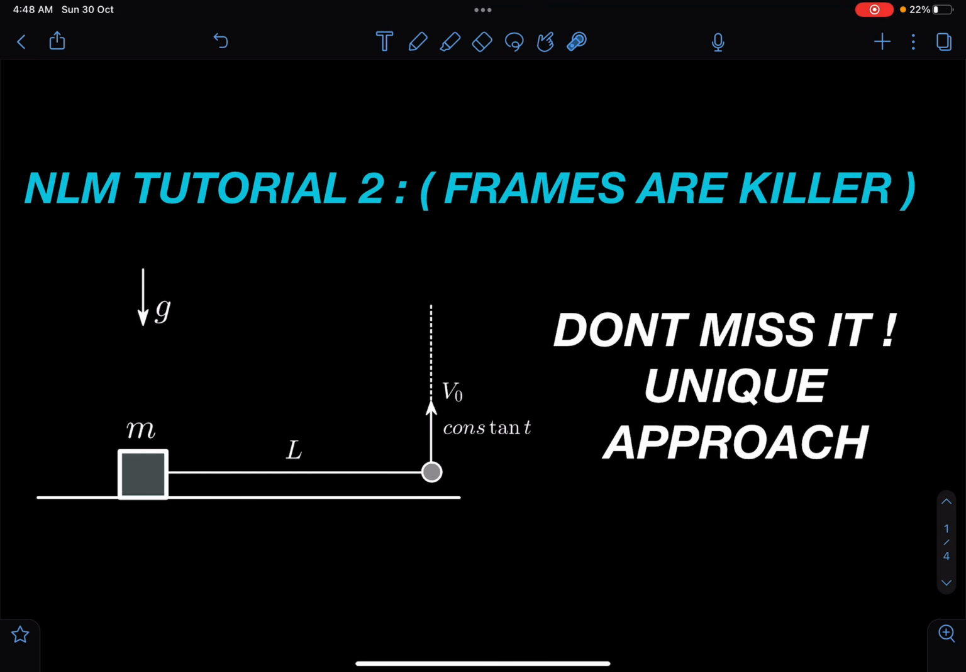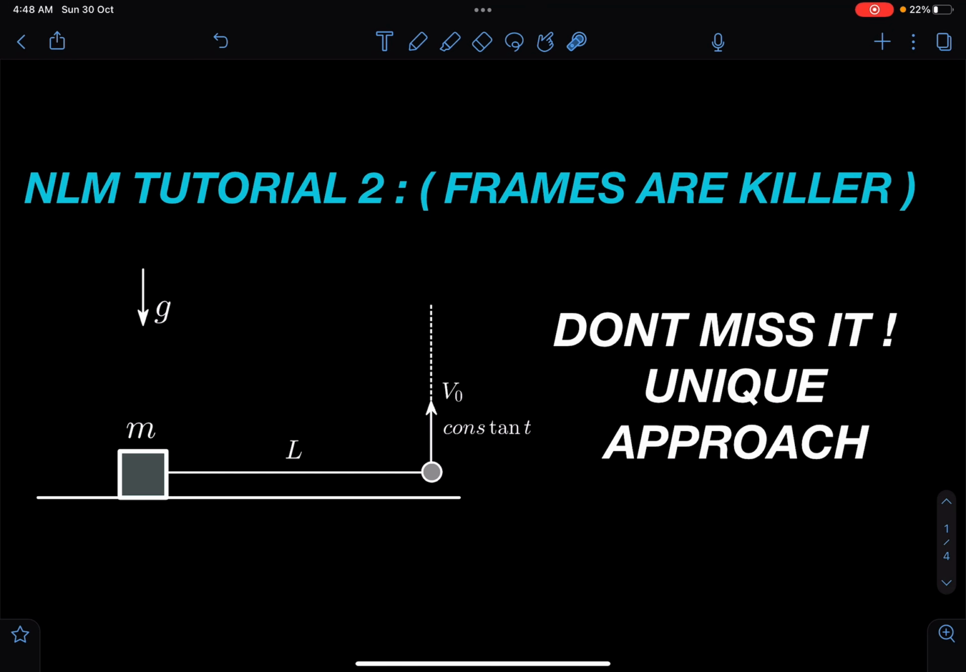So guys, this is NLM tutorial 2, and here also we are going to discuss the beauty of choosing the right frame of reference. And again, I have taken another problem from Pathfinder, and I'll be covering some key concepts and their applications from Pathfinder in the upcoming series. So you can take this problem.